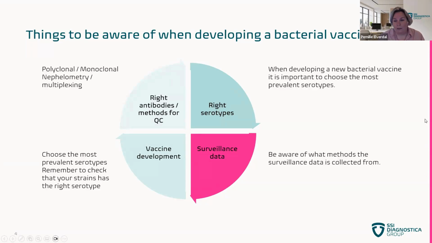In this presentation, I will focus on these two areas. I will look at how you come to the right surveillance data, so when you start developing your vaccine, you can trust the surveillance data. And then I will go into finding the right antibodies. Here I will focus on the WHO recommended method, which is the nephelometry method, and which antibodies are actually the best for that method.